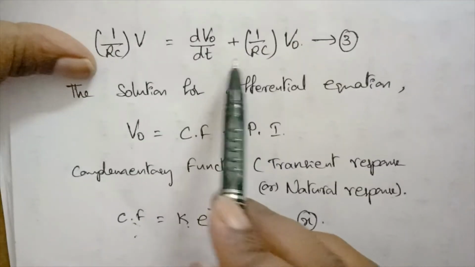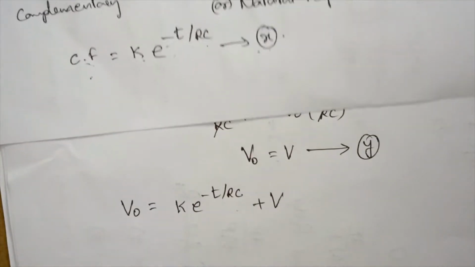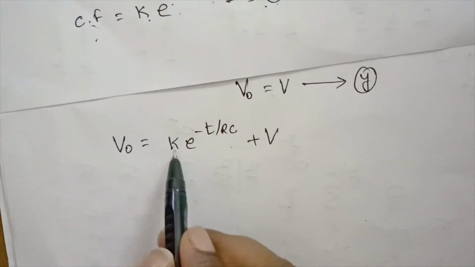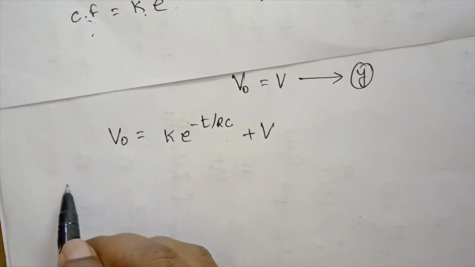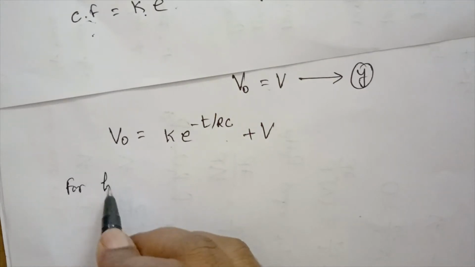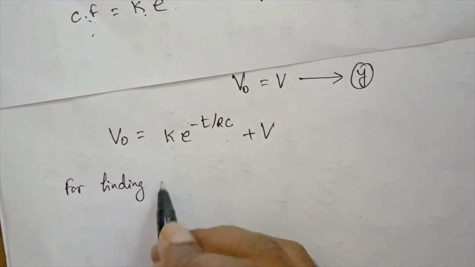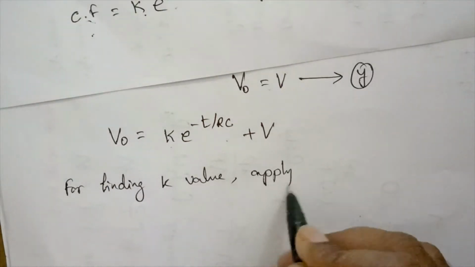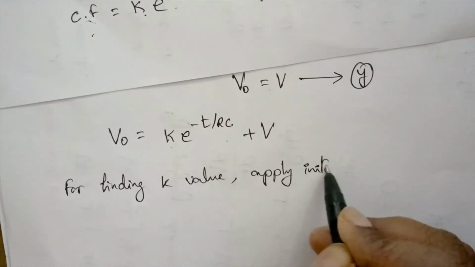Now we have the solution for this differential equation, but here k is a constant, so we need to find its value. For finding the k value, apply initial conditions.